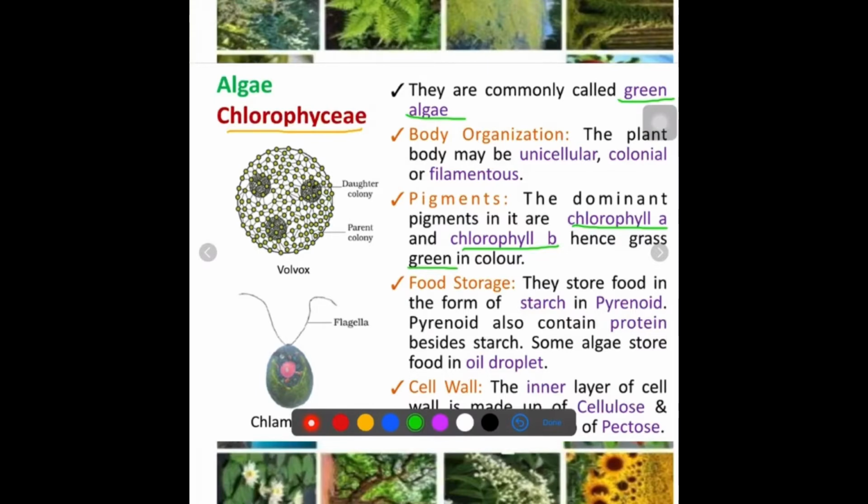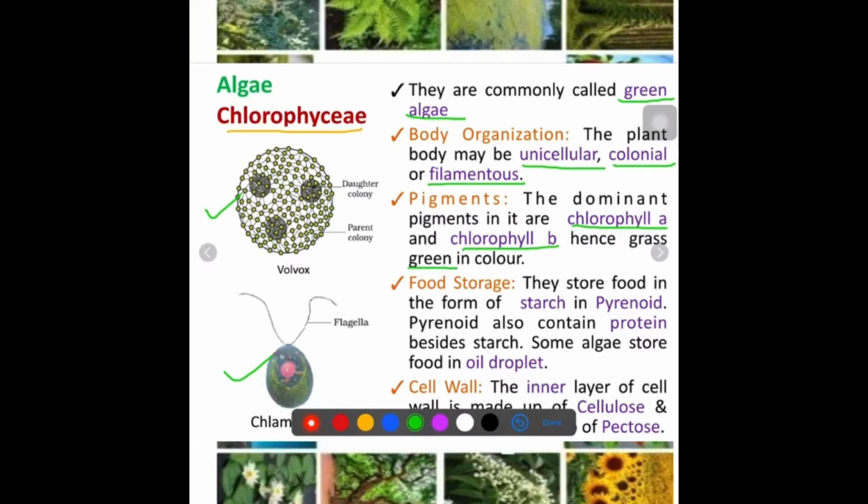If you see the body organization, it is an algae, so obviously a very simple body organization can be observed. This Chlorophyceae is unicellular, means made up of just 1 cell, which may also exist in the form of colony or it may also exist in the form of filament. For example, here I have shown the Chlamydomonas. This Chlamydomonas is a unicellular algae that falls under a class called as Chlorophyceae. It's green in color.